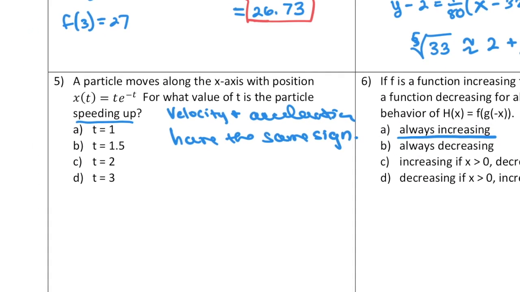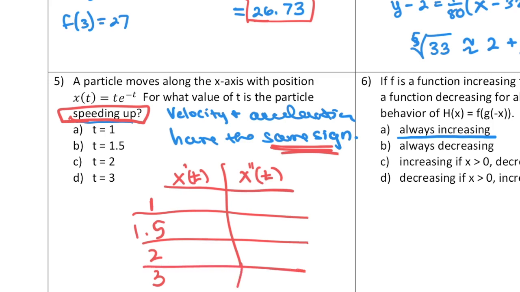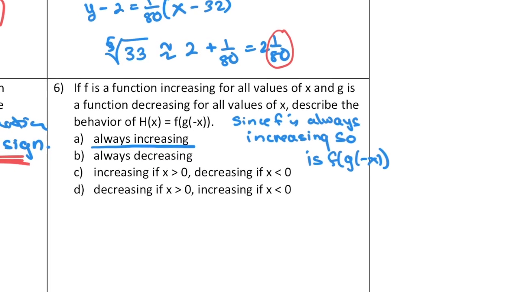Number 5, I didn't complete for you, but what you need to know is that if your particle is speeding up, your velocity and acceleration have the same sign. So find x prime of t, x double prime of t, and make a table of values to determine which ones would be speeding up and which ones are slowing down. If the signs are the same, you're speeding up. If the signs are different, you're slowing down.